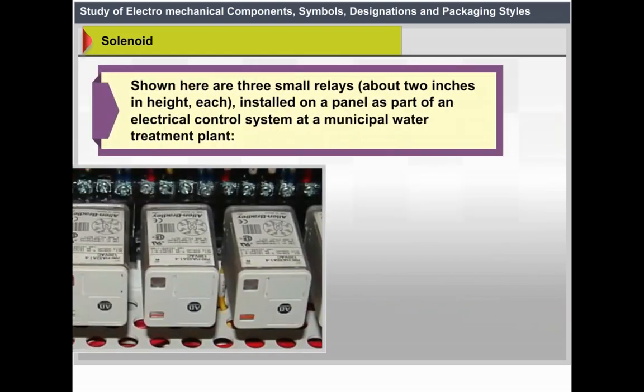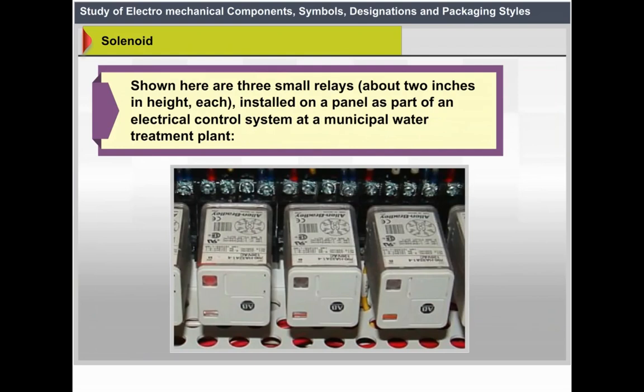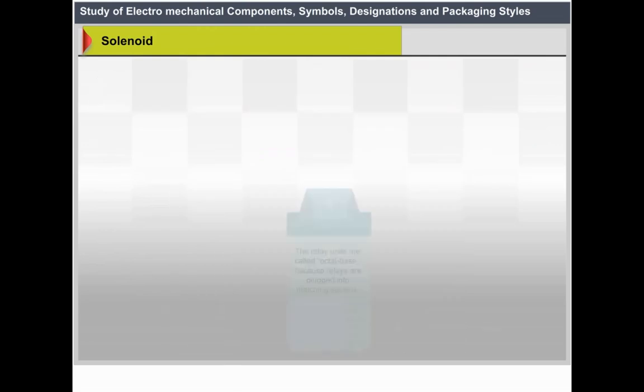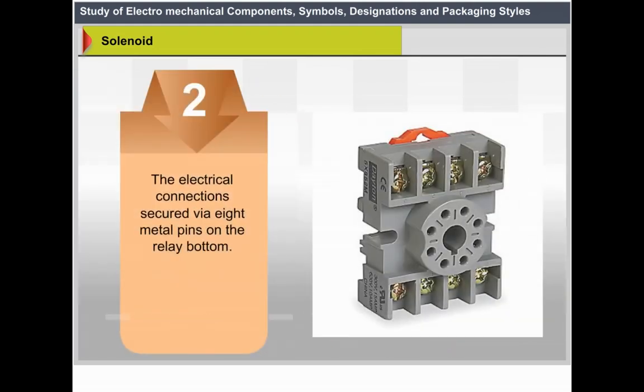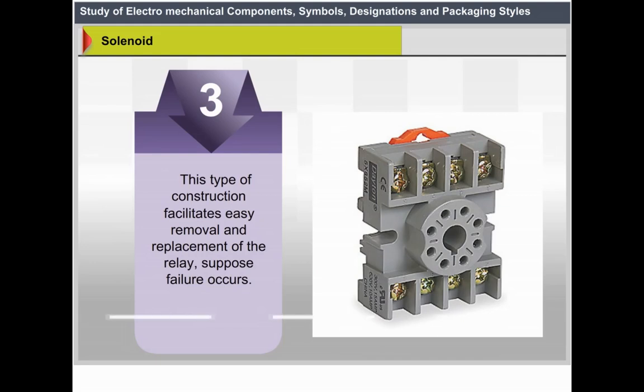Shown here are three small relays, about 2 inches in height each, installed on a panel as a part of an electrical control system at a municipal water treatment plant. The relay units are called octal base because the relays are plugged into matching sockets. The electrical connections are secured via 8 metal pins on the relay bottom. This type of construction facilitates easy removal and replacement of the relay in the event of failure.